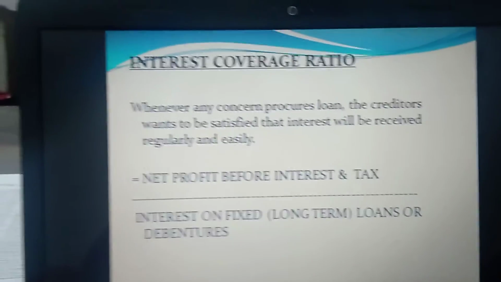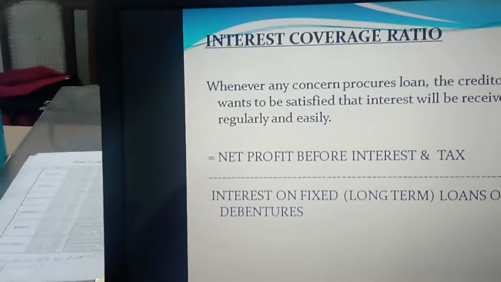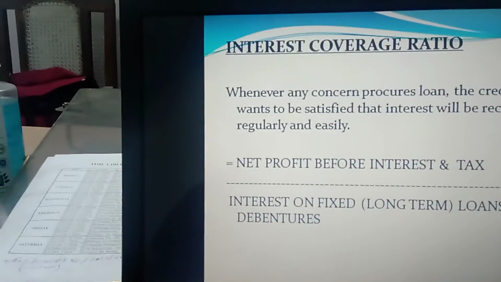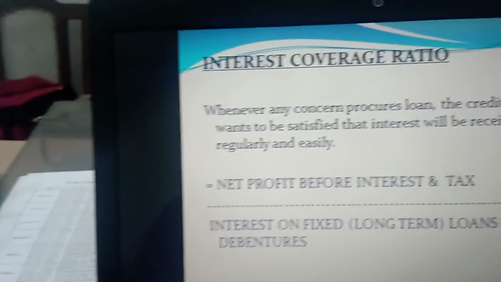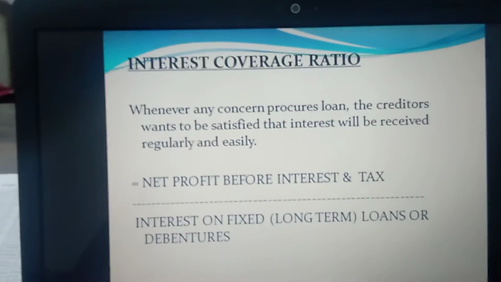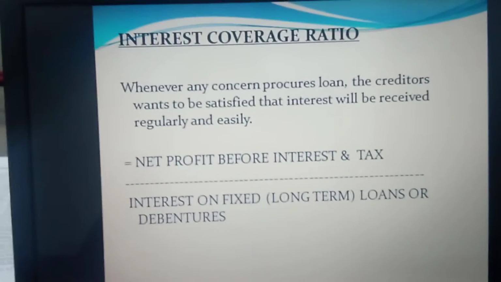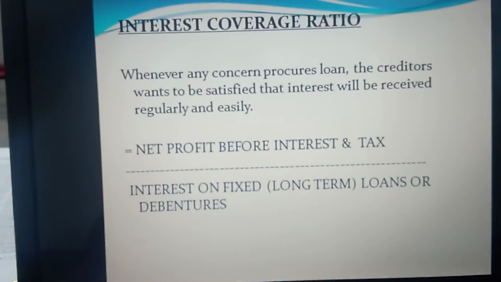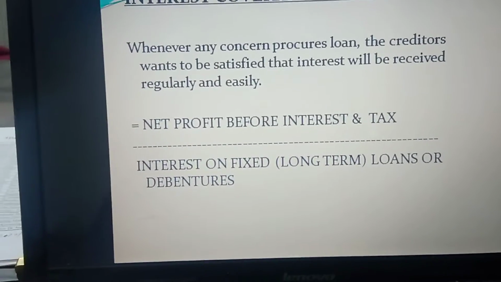The topic for the ratio is the fixed interest coverage ratio. Here, students, interest coverage ratio is also part of long-term solvency, where we have to pay interest on the debts, on the dues which we have taken from the bank or other financial institutions. Where any concern procures a loan, the creditors want to be satisfied that interest will be received regularly and easily. So for the outside parties, from the ratio analysis, the interest coverage ratio gives a clear picture of whether the concern is capable of paying the interest or not.